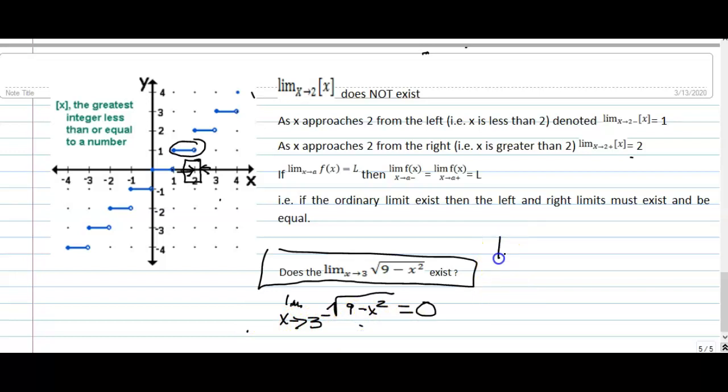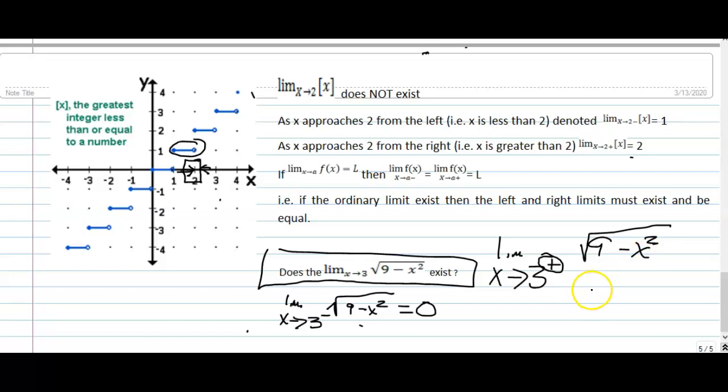So now what we need to do is look at the limit as x approaches 3 from the right. That means that values for x are going to be 3 plus a little bit, so they're going to be greater than 3. So we're taking the square root of 9 minus x squared. Now, if we take values which are a little bit greater than 3 and square them, that's going to give us a value a little greater than 9. So we have 9 minus a value which is a little greater than 9, which actually gives us a negative number. So we're taking the square root of a negative number.